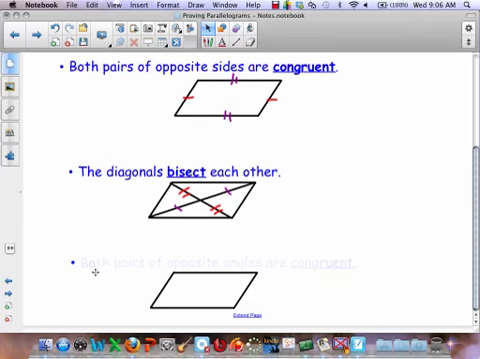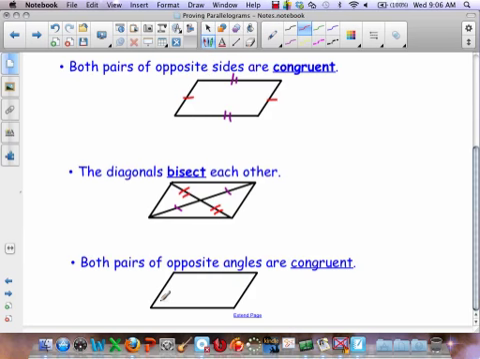And the last method is if both pairs of opposite angles are congruent. I haven't drawn the shape yet. So if you match one of those 4, you are automatically a parallelogram. You just have to match one of those 4.